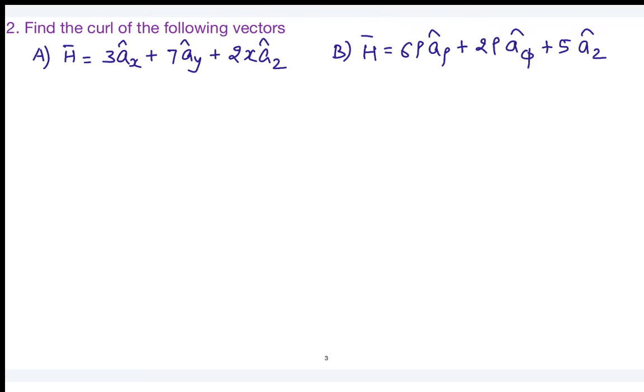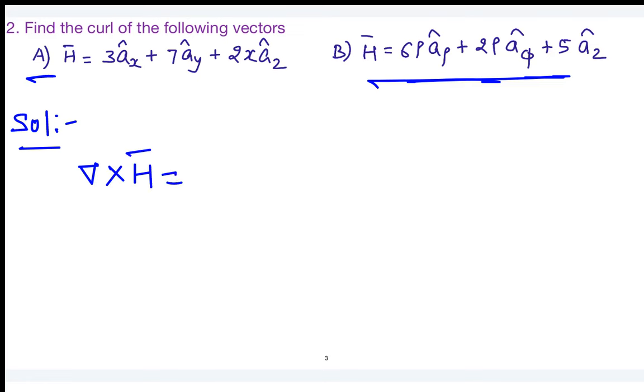Since the first vector is in rectangular coordinates, what is the curl equation I gave? 1 by h1, h2, h3. All the multipliers can be neglected, so there is no need to worry about the scaling factors in rectangular. The first row consists of unit vectors ax, ay, and az. The second row has the differentials dou by dou x, dou by dou y, and dou by dou z. And in the third row, you should consider the vector coefficients. Here that will be 3, 7, and 2x.